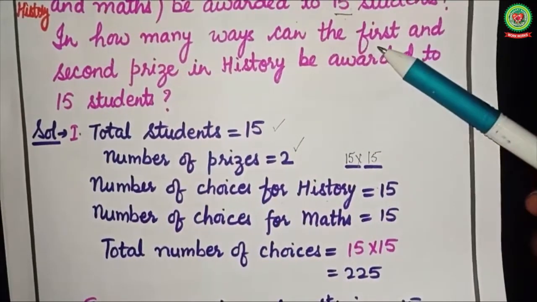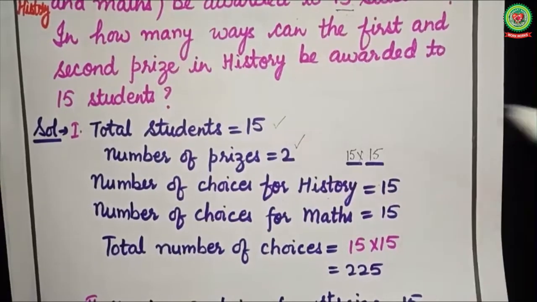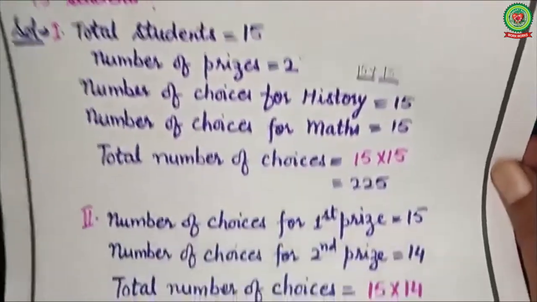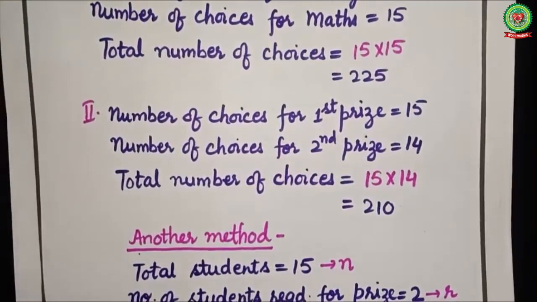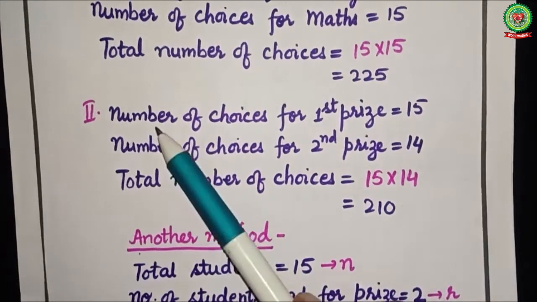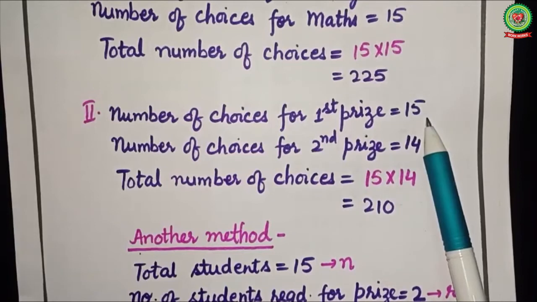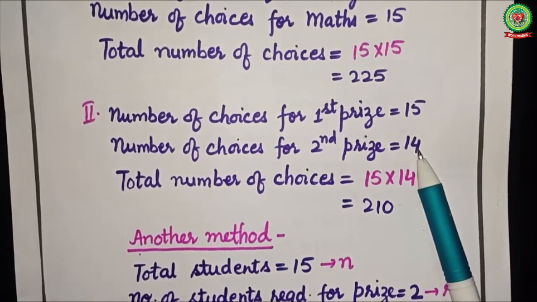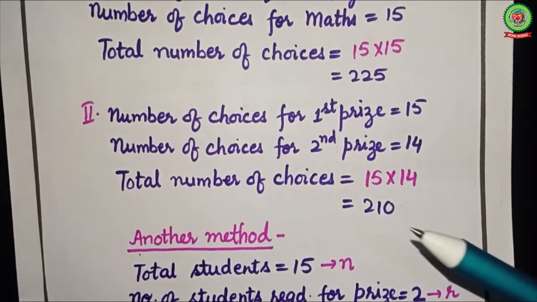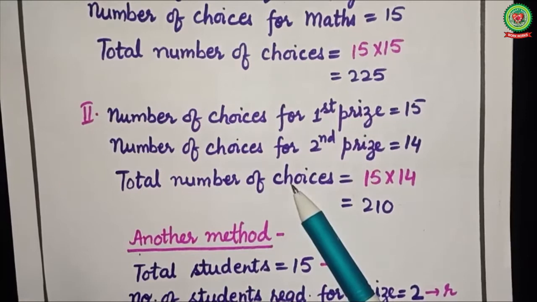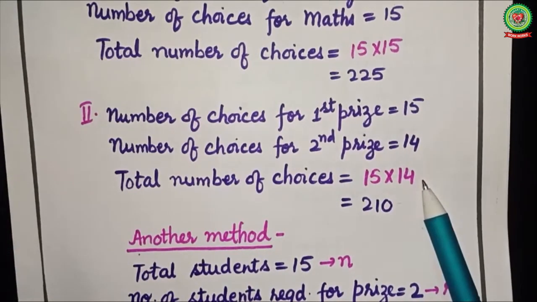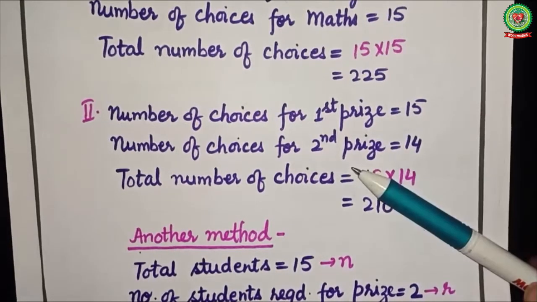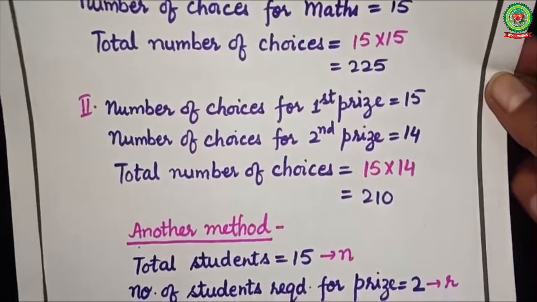Now, the next case is there. In how many ways can the first and second prize in history be awarded to the 15 students? Now, in this case, we are giving 2 prizes in the same subject. So, here one student will get 1 prize only, either the first prize or the second prize. So again, the number of choices for the first prize is equal to 15. And the number of choices for the second prize is equal to 14, because here the same student will not get both the prizes, first and second. So in this case, the total number of choices is equal to 15 multiplied by 14. So the total is 210.